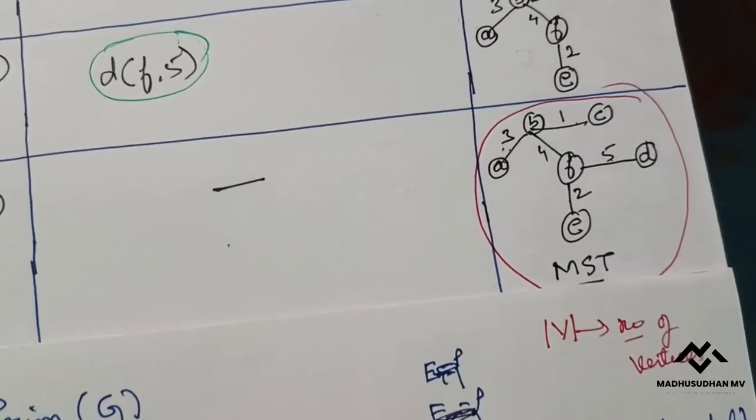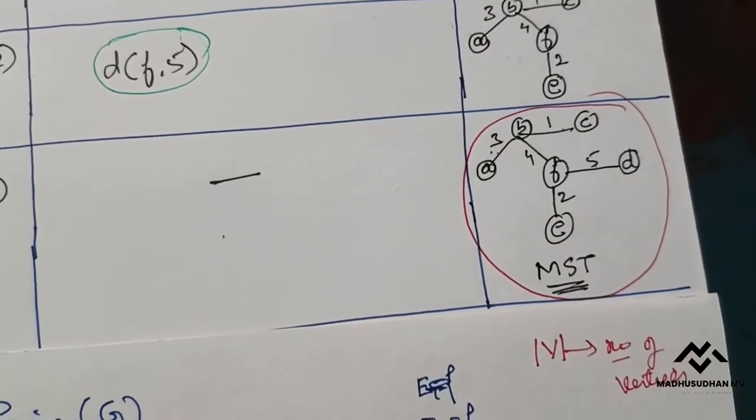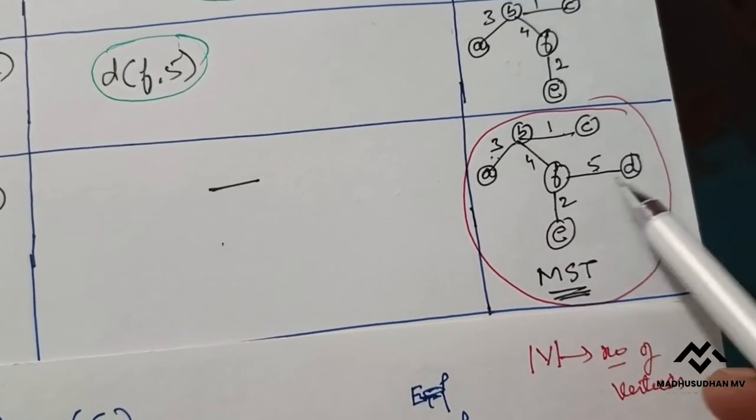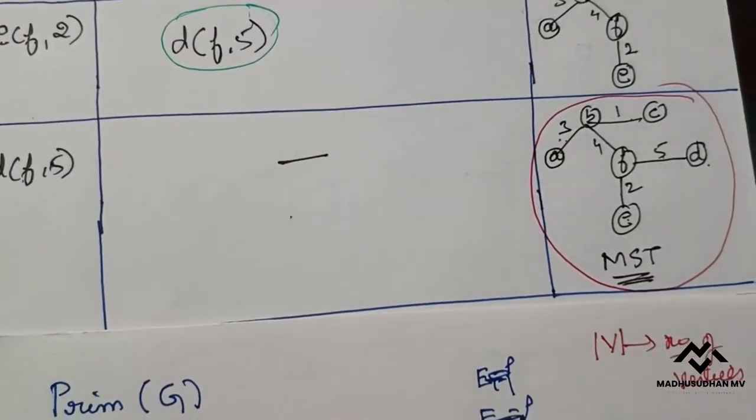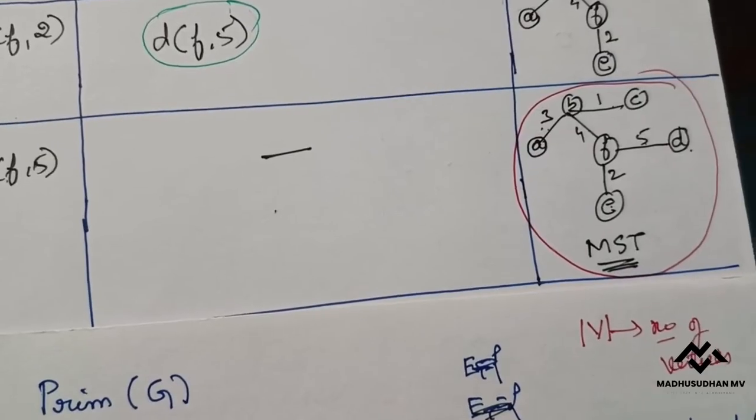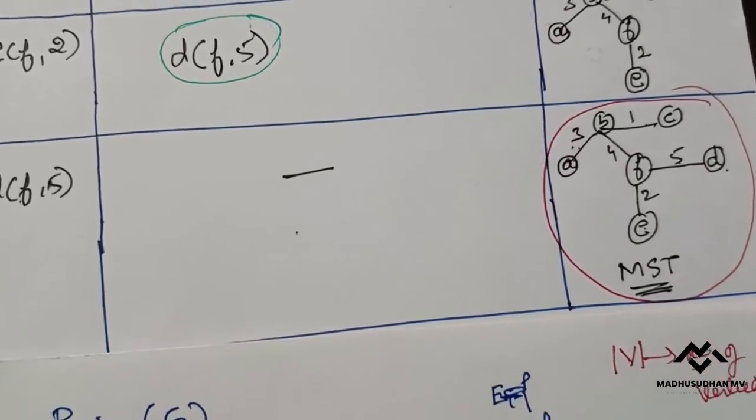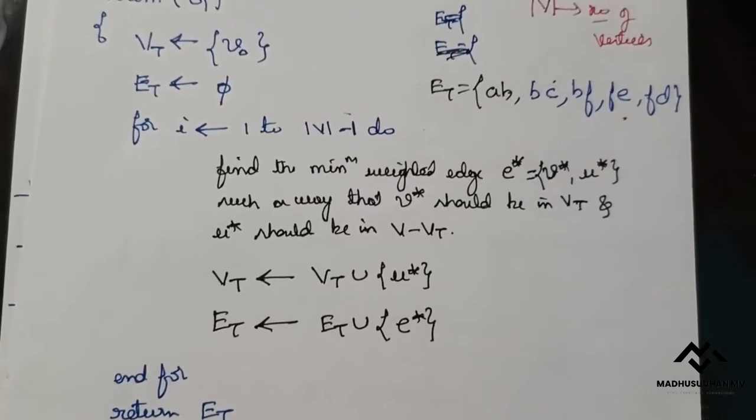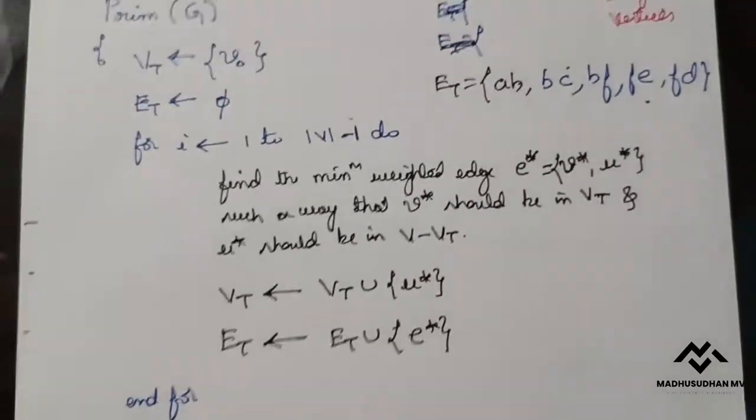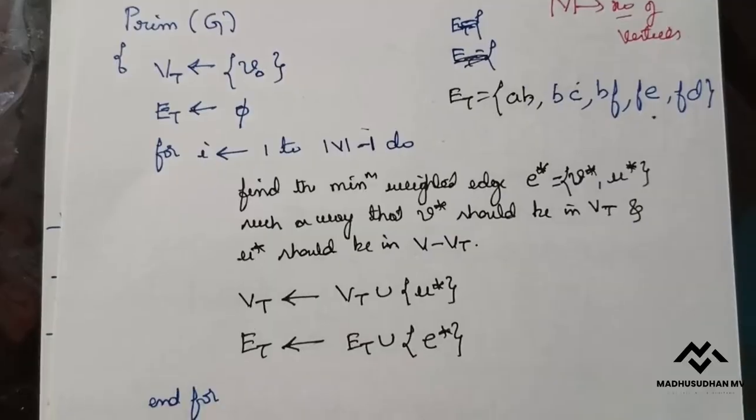See here. So A to B, B to C, F to D, F to E, B to F. These are the edges which form the minimum spanning tree. Okay. So this was Prim's algorithm. This is how Prim's algorithm constructed the minimum spanning tree. This is our algorithm. Hope you understood this algorithm.